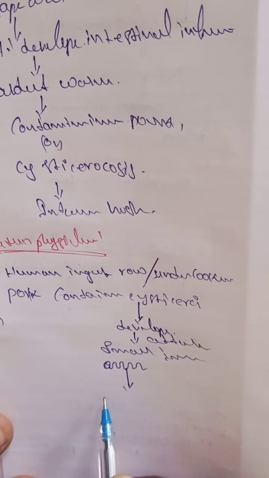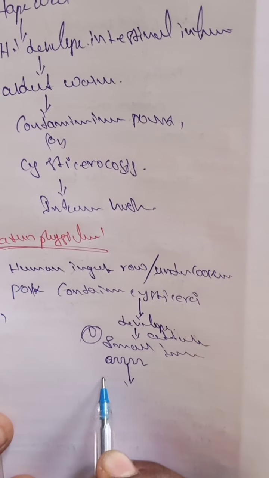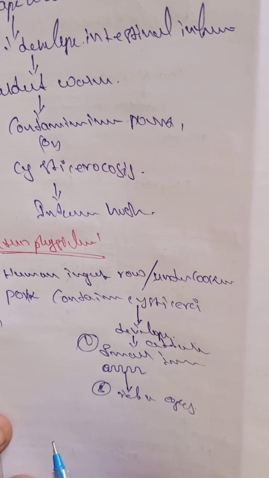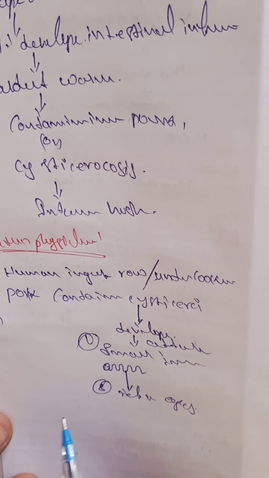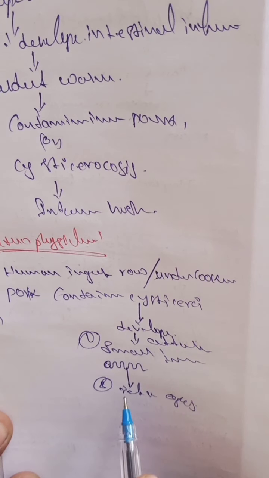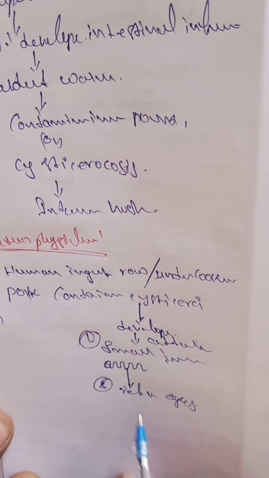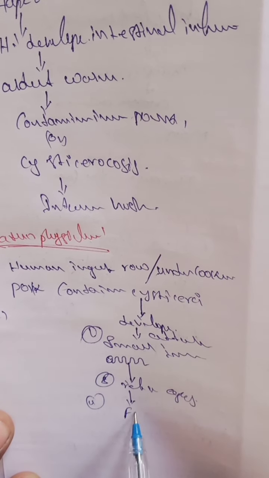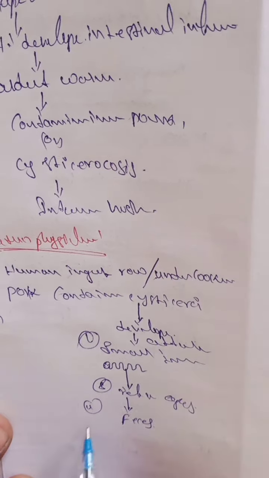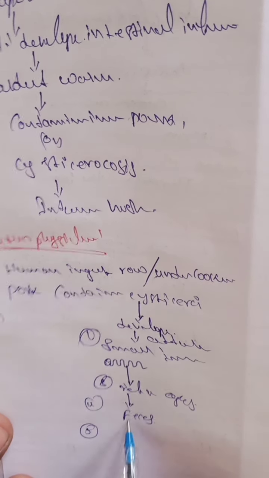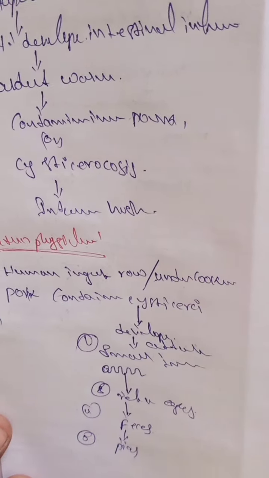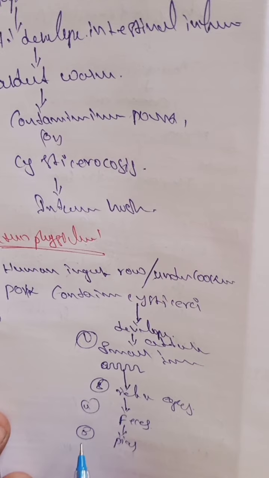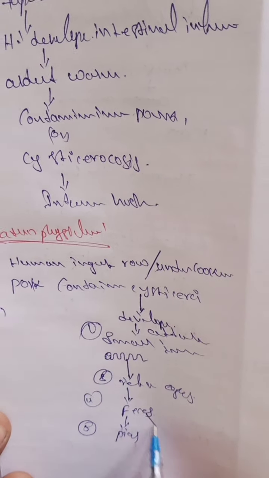Third, the worm releases its eggs and segments detach from the tapeworm. The eggs are passed from the host in the feces. Fourth, the feces are eaten by pigs, and the pigs become infected.